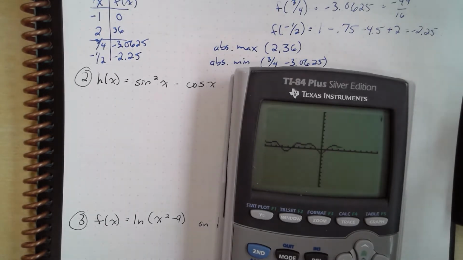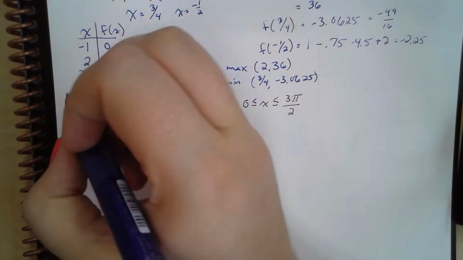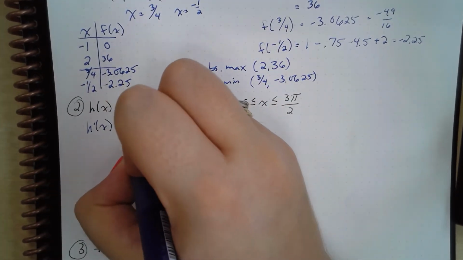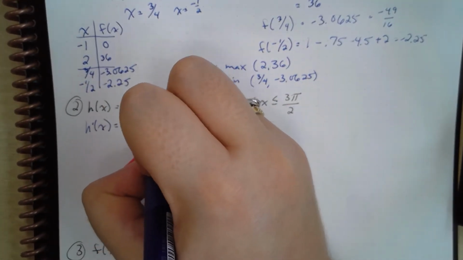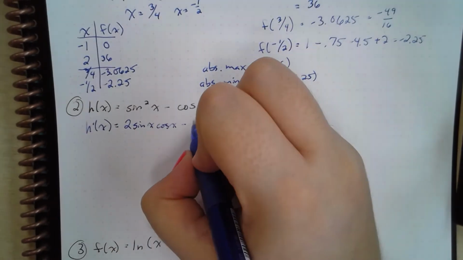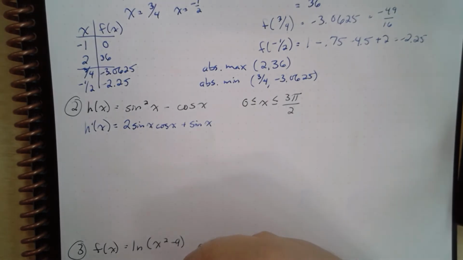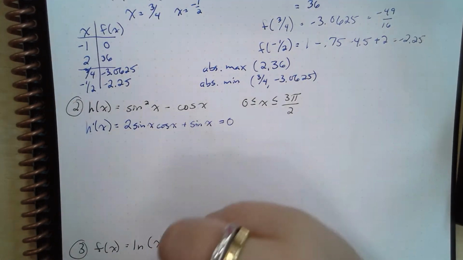Well, now we need to find our derivative. I'm going to do that by hand. I know how to find my derivative. So my derivative, h prime of x, is going to be equal to 2 sine x cosine x plus sine of x, right? And we need to set this equal to 0.